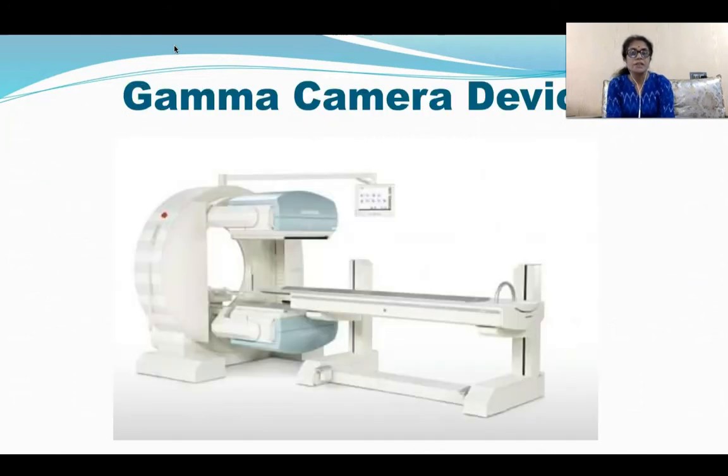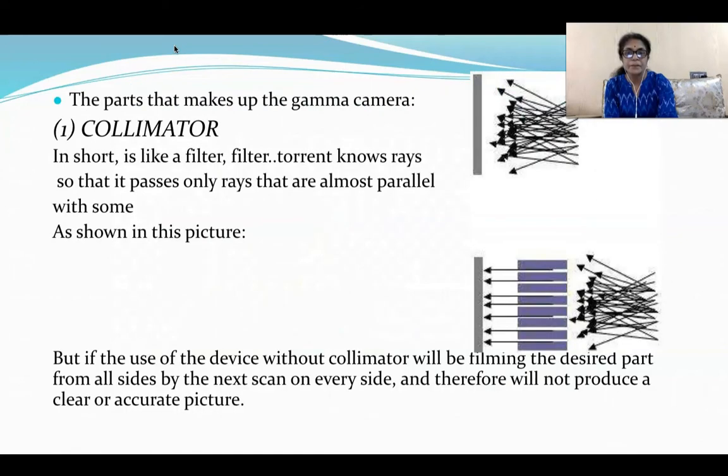Now, this is the gamma camera device in which the patient is placed while taking the nuclear imaging. This is the gantry, in which the patient can move to whichever area has to be imaged.